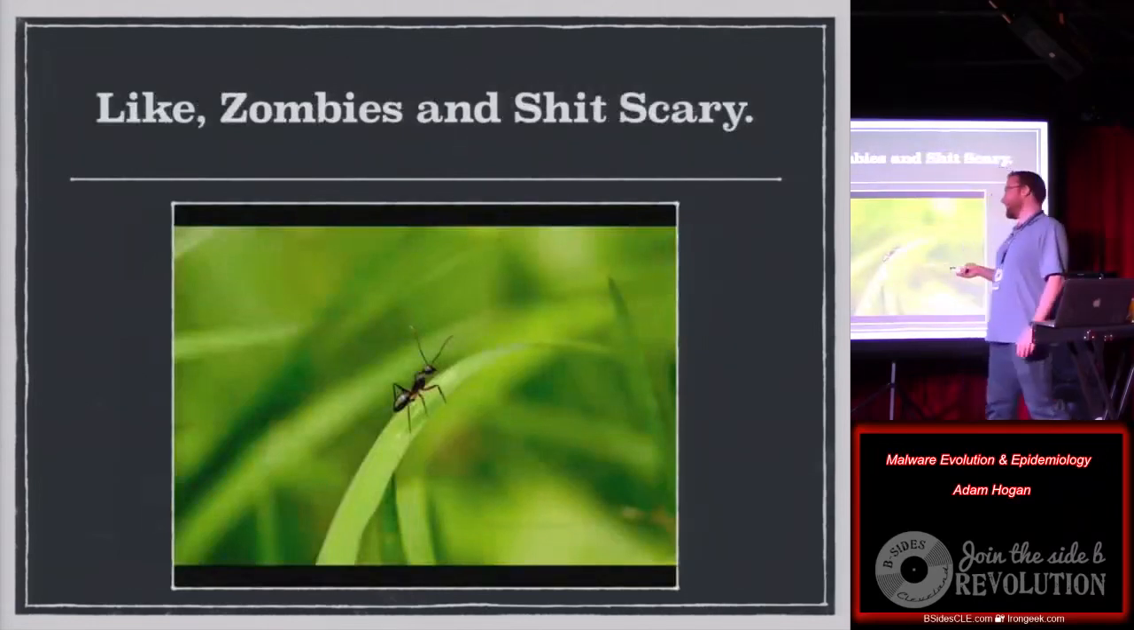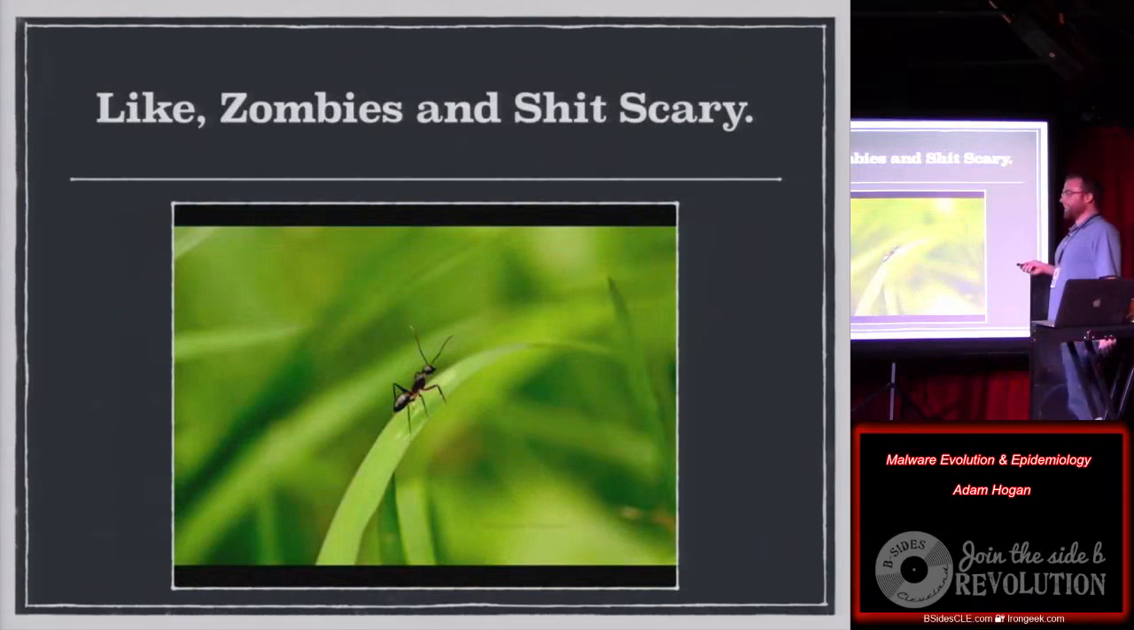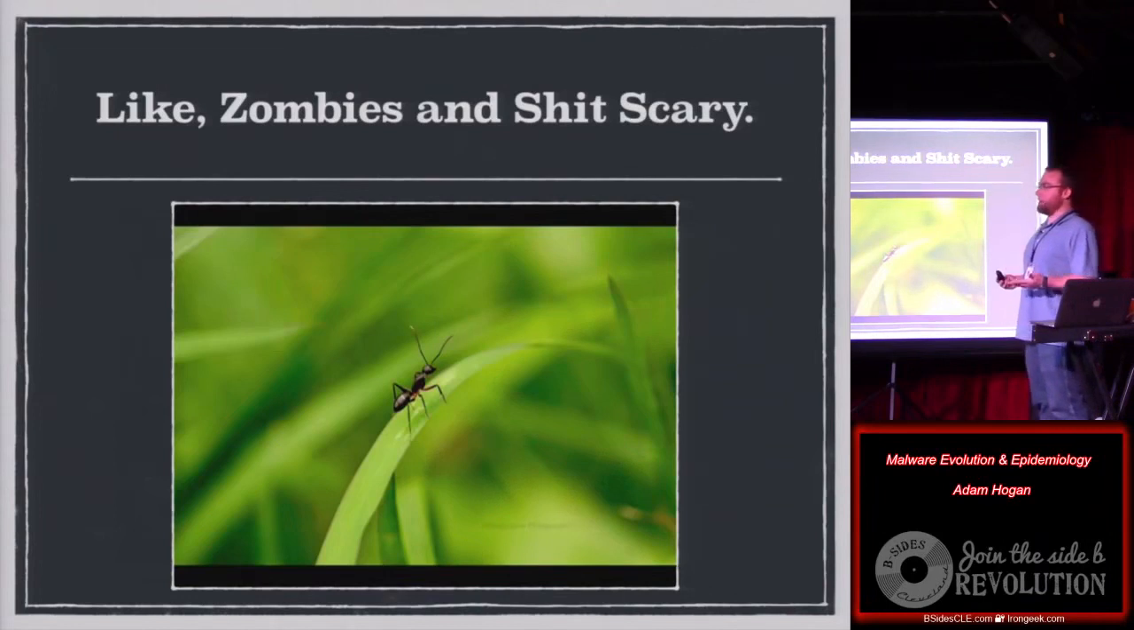Yeah. I'm serious. This is goddamn terrifying stuff. This ant is crawled up to the top of a blade of grass, right? We talk about zombies and botnets all the time, think it's this creative idea to take over and slave a computer. Nature has come up with all this shit before, right?